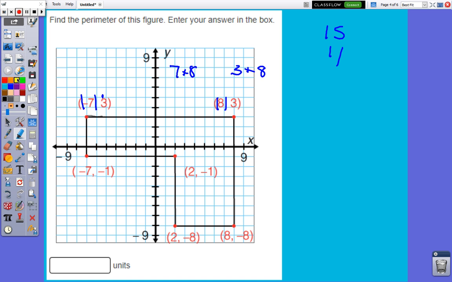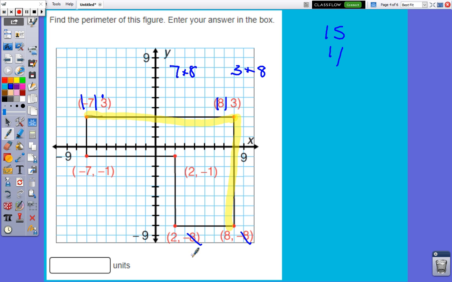Maybe I'll even highlight the sides that I'm done with so I don't reuse them. That way I can make sure I get every single side. So not done with that side, and I'm done with this side. Okay, now next one. It's in the same quadrant. 2, -8, 8, -8. I don't need the y-intercepts because they're the same.